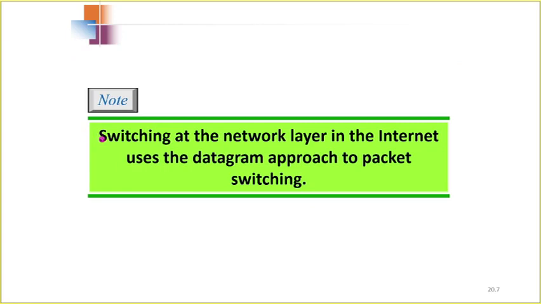So that's one note. Switching at the network layer in the internet uses the datagram approach to packet switching. In the sense, once we switch data in the form of packets at the network layer, that switching is done with the datagram approach. We have already gone through the datagram approach and virtual circuit switching, so switching techniques we have already seen. Here the network uses the datagram approach for switching the packets.